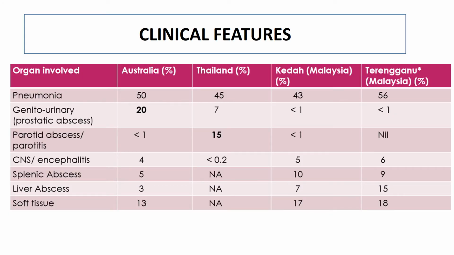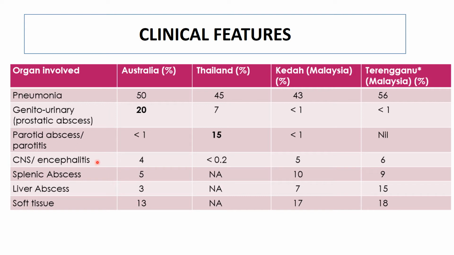Alright, let's look at the clinical features. Again, I have quoted them based on different countries. If you look at all the countries, Australia, Thailand, Malaysia, and also the two states that gave data, Kedah and Terengganu, the majority of their patients presented with pneumonia. Genitourinary abscess, mainly prostatic abscess, was seen predominantly in Australia, and the others in Thailand. Parotid abscess was seen mainly in Thailand, but the rest didn't seem to report that.